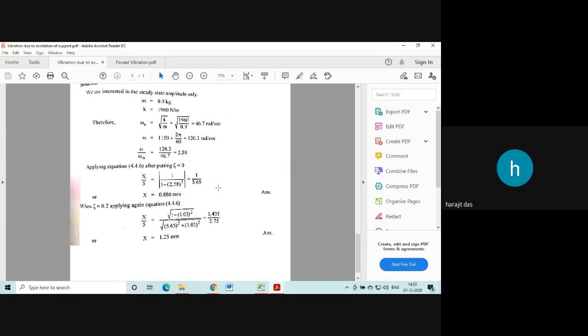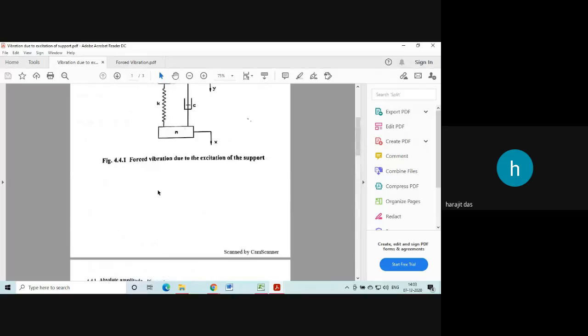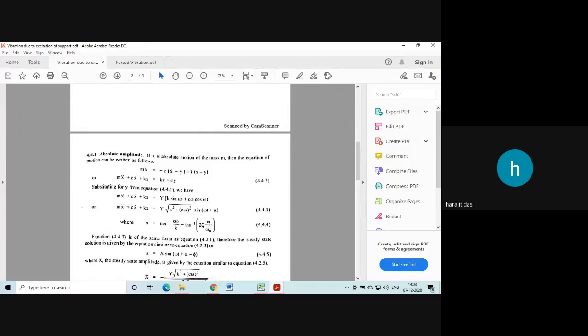So it is a very simple problem. You only need to remember this formula, and how this formula comes, the concept and the mathematical arrangements that were done. You need to remember all those things.